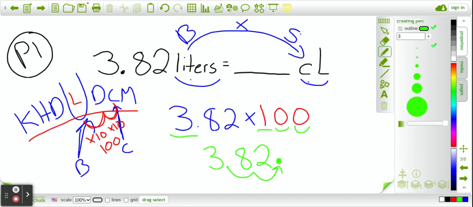Is my decimal in the right spot? This 3 is in the hundreds now. So that would be 382 centiliters is equal to 3 82/100 liters.